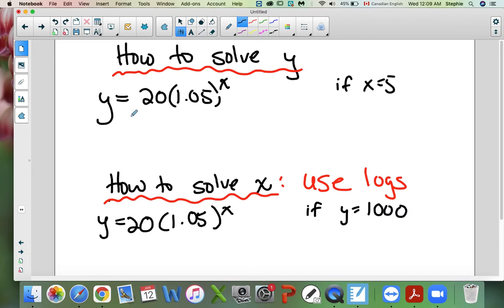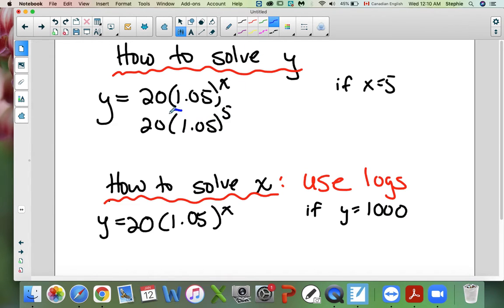So here's an exponential function. I have an a of 20, c of 1.05, which later on we're going to learn about compound interest, and this is how you would show compound interest. And we have the exponent of x. So if you want to solve for y and x is given as a 5, you make sure that you do order of operations and you apply the 5 first.